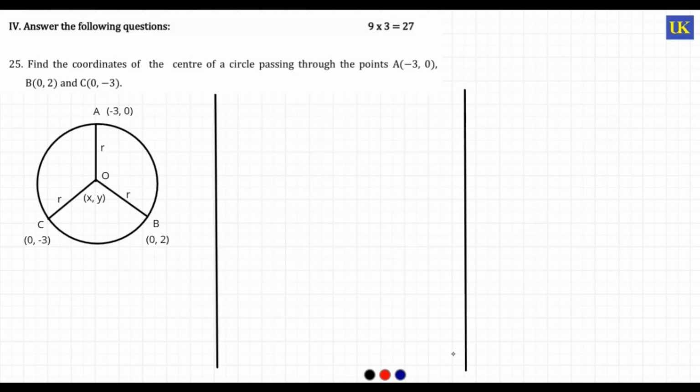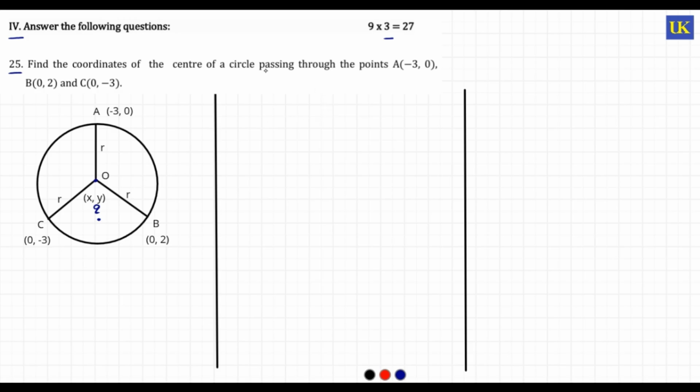Alright. So now we will be solving Roman number 4, in which the sums are for 3 marks. So we'll see question number 25. Here it says, find the coordinates of the center of the circle. This one I have taken as O. We have to find the value of x and y, the coordinates of center O.